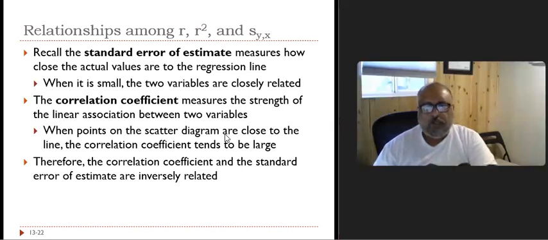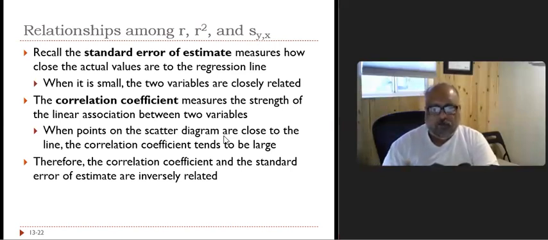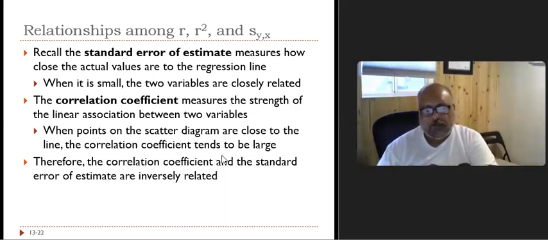How are all these parameters related? As I explained before, the correlation coefficient measures the strength of the linear association between two variables, and the R square provides a better prediction.